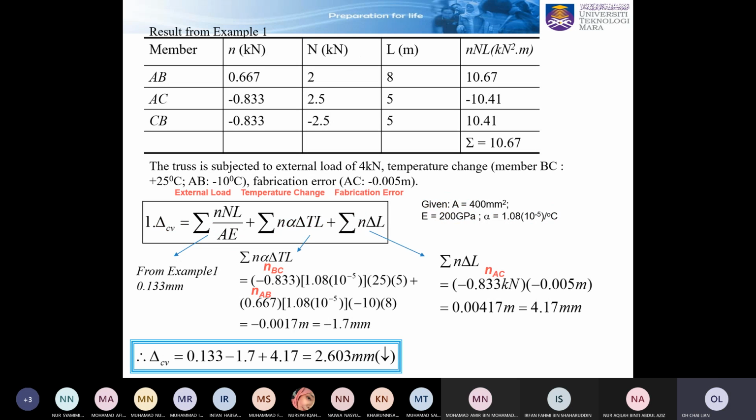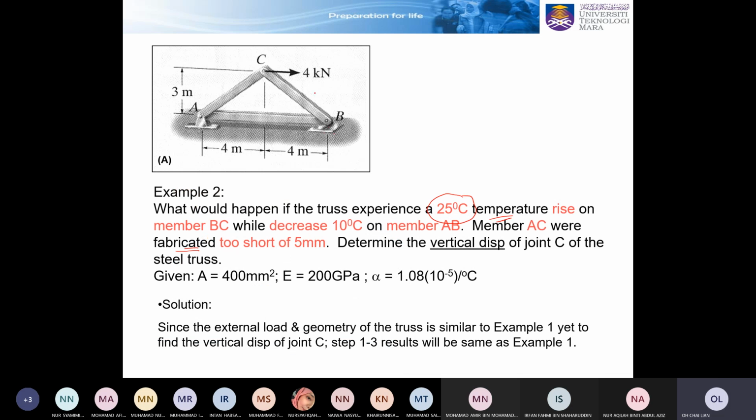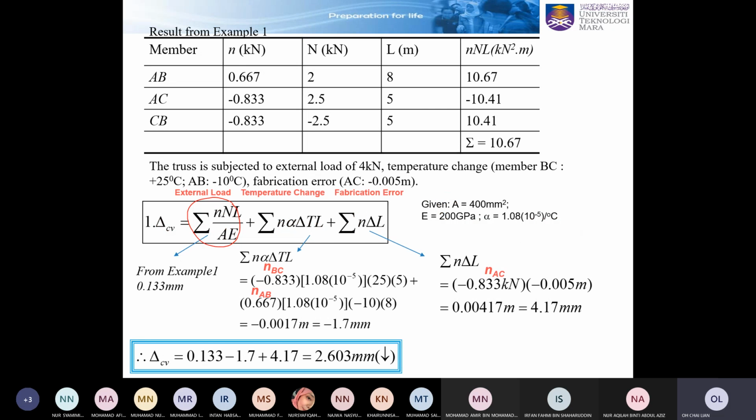Due to the load just now, we have solved the deflection. This is the deflection due to the load just now. If the load in this example 2 has no change, still 4 kilonewton, the deflection due to the load we can maintain as 0.133 mm, the vertical displacement at C. And then now there is a condition due to temperature change. We have 2 members here, member BC and member AB.